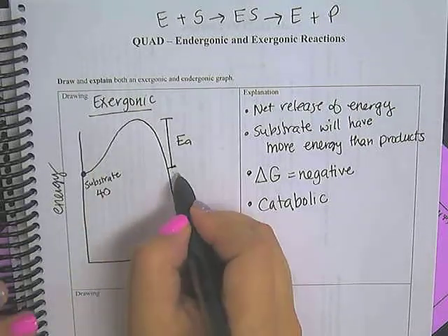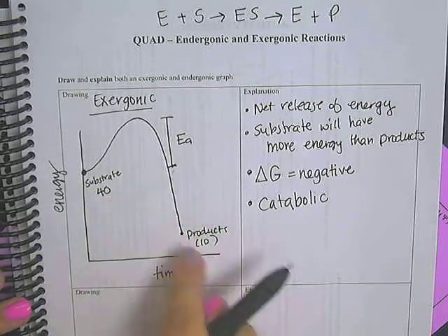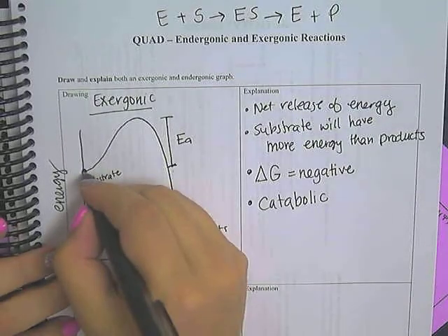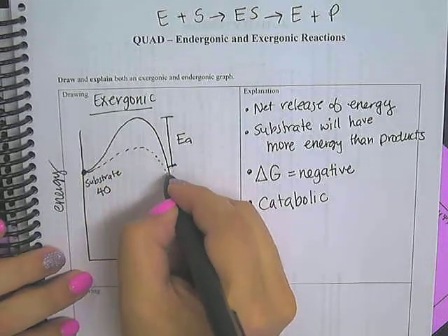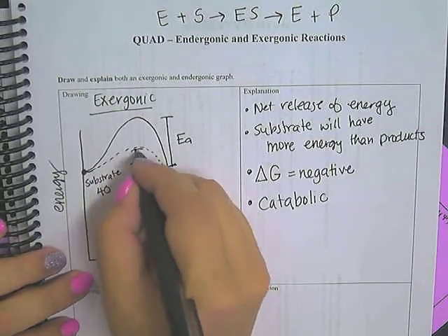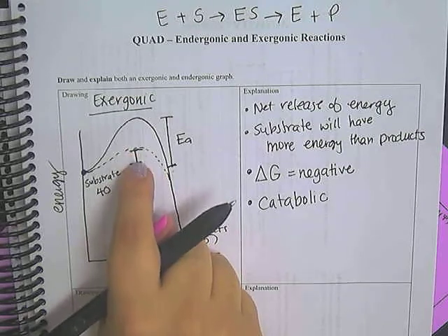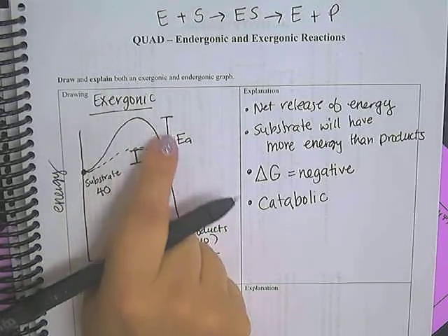Enzymes will come in and change this energy of activation. Our substrates are still going to start at 40. The product will still end at 10. Enzymes don't change that part. What they change is this energy of activation. So what you'll see here, this dotted line, is our enzyme catalyzed reaction. And notice that the amount of energy that it takes to get over this hump right here is a lot less than it's going to take to get over this hump here.